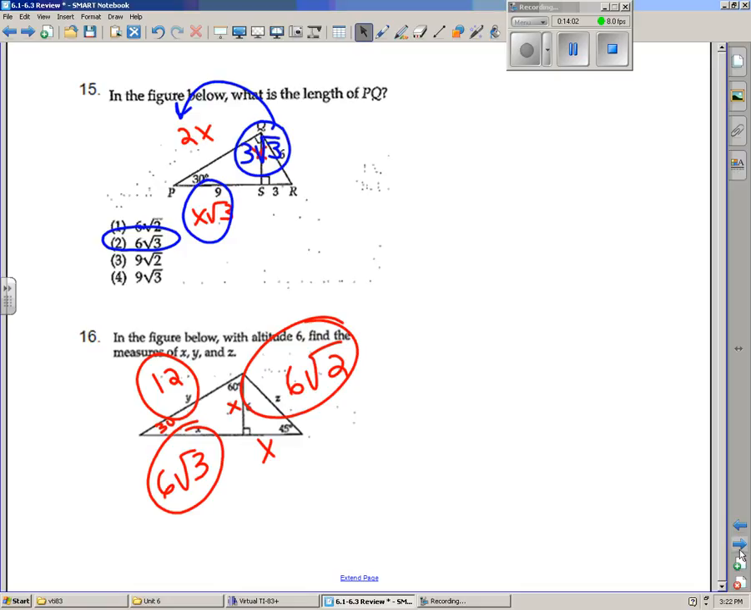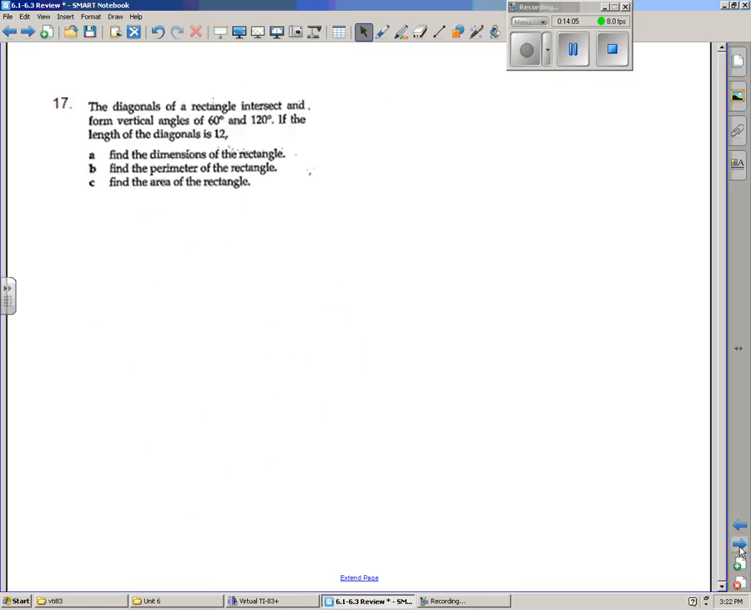Last but not least, 17. Diagonals of a rectangle intersect and form vertical angles of 60 degrees each, and 120 degrees as well. If the length of the diagonal is 12, find the dimensions of the rectangle, the perimeter of the rectangle, and the area of the rectangle. Alrighty, let's see what we got.